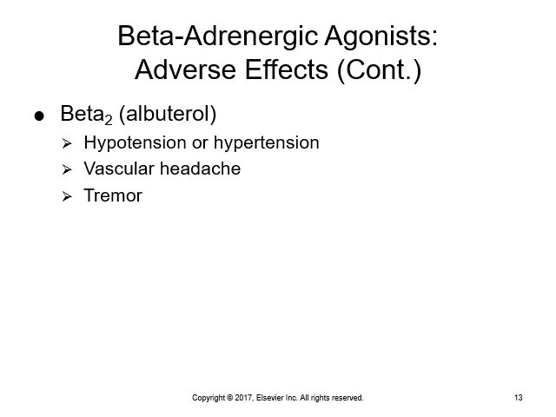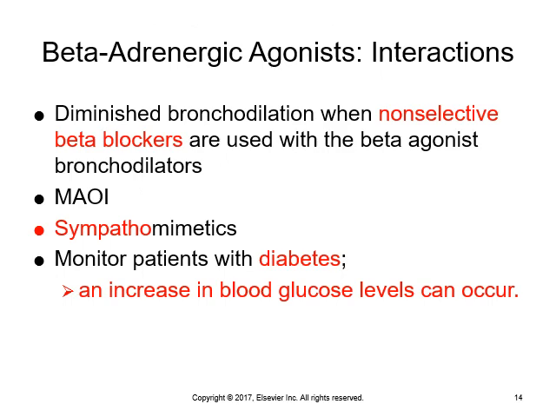Beta-2 albuterol. Adverse effects are hypotension or hypertension, vascular headache, and tremor. Interactions: you may see diminished bronchodilation when non-selective beta blockers are used with the beta agonist bronchodilator. You also have interactions with MAOIs and sympathomimetics. You're going to monitor patients with diabetes because an increase in blood glucose levels can occur.